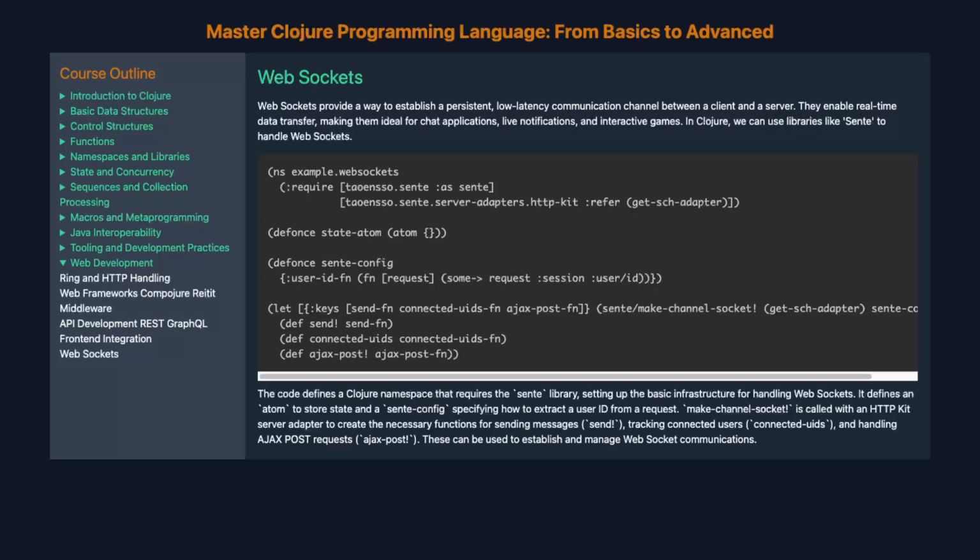The code defines a Clojure namespace that requires the Sente library, setting up the basic infrastructure for handling WebSockets. It defines an atom to store state and a Sente config, specifying how to extract a user ID from a request. make-channel-socket! is called with an HTTP Kit server adapter to create the necessary functions for sending messages, send-fn, tracking connected users, connected-uids, and handling AJAX post requests, ajax-post-fn. These can be used to establish and manage WebSocket communications.